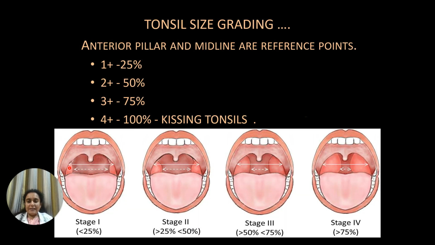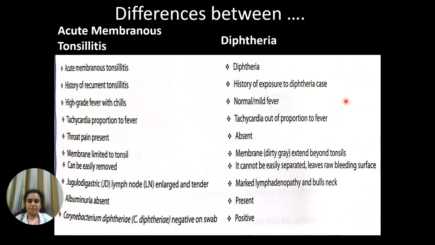So how do we grade tonsils? Basically, we take the anterior pillar as well as the uvula as the reference points. We have four grades. Grade 1, where the tonsil occupies up to 25% of the space. Grade 2, it occupies between 25 to 50%. Grade 3, between 50 to 75%. Grade 4, it's more than 75%, nearly even 100%, that is called kissing tonsils. These are the tonsillar gradings.